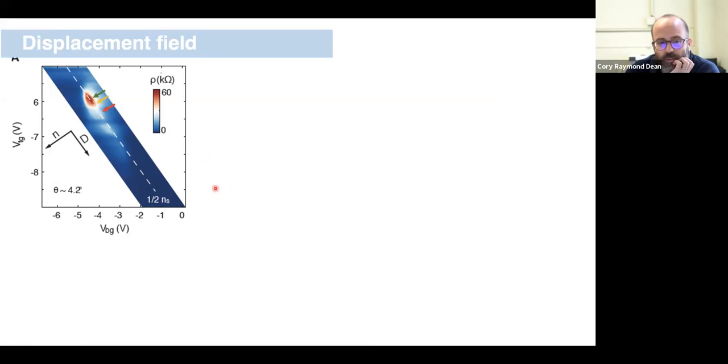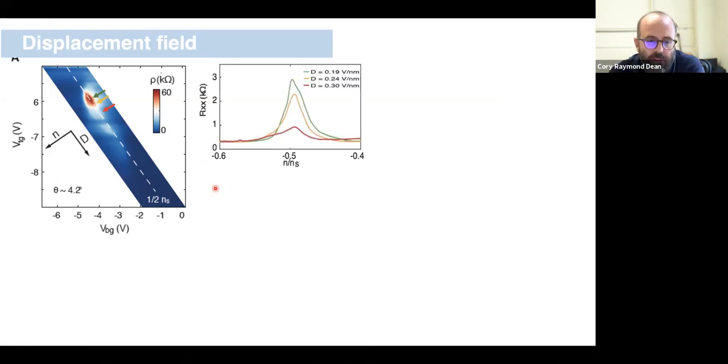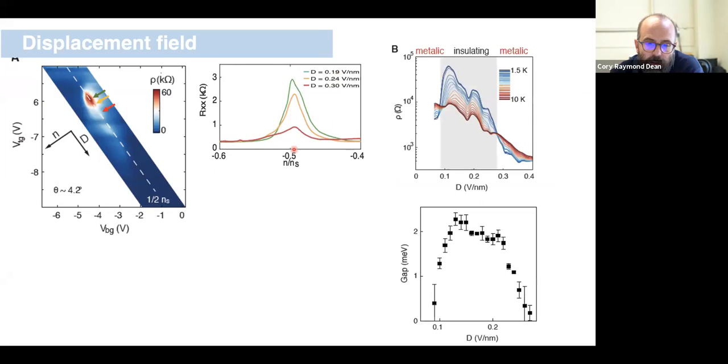So how do we understand that? The first thing is to just map out what I just said. Here are 3 line cuts taken along this direction, varying density, for different displacement field values, at the points indicated by the green, the yellow, and the red marker. And what we see is just reflecting what I just stated in words. As we vary the displacement field, the height of this resistive feature at half filling changes, and it changes non-monotonically.